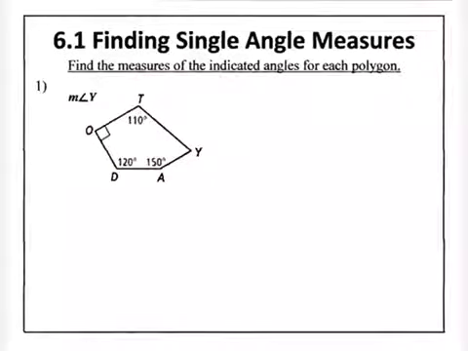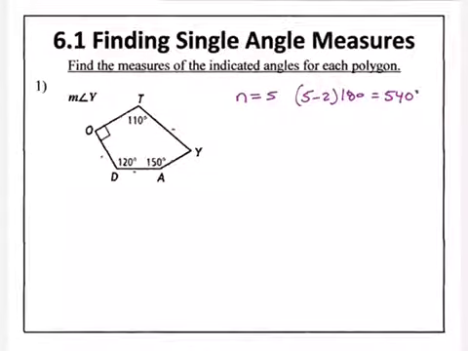Here we want to find the measures of the indicated angles for each polygon. And in order to do that, we need to find the angle sum of the polygon first, and then kind of work backwards. So this particular polygon has 5 sides. So n in this case is 5. So we're going to go ahead and find the sum of all of the angles. So 5 minus 2 times 180, which is going to give us 540.